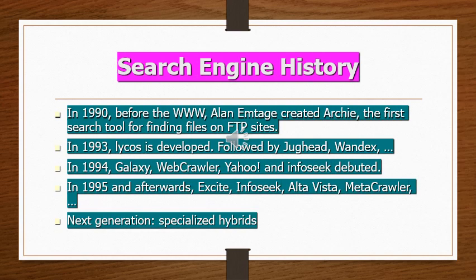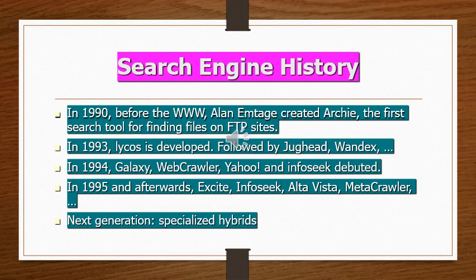Let's talk about the history of search engines. In 1990, Archie was the first tool created by Alan Emtage for indexing and considered the first basic search engine. What began as a school project at a university in Montreal was an index that predated the World Wide Web. In 1993, Lycos was developed, followed by Jughead, Wandex. In 1994, we have Galaxy, Webcrawler, Yahoo, and Infoseek. In 1995 and afterwards, Excite, Infoseek, AltaVista, and MetaCrawler were developed, and the next generation comes afterward, like the Hotbot, Dogpile, Google, and Ask.com. All of them debuted after the 1995 generation.